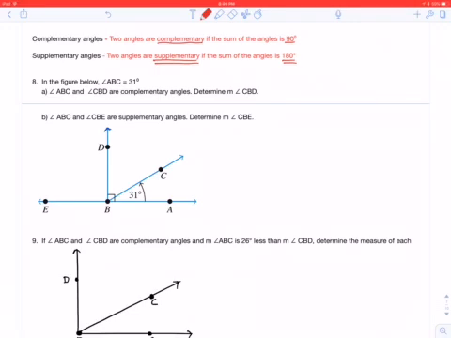So in the figure below, angle ABC measures 31 degrees. For A, angle ABC and angle CBD are complementary. You see that they form that right angle? So what we know about complementary angles is that the sum of the angles add up to 90 degrees. So if we know the measure of one angle, to find the measure of the other angle, all we have to do is subtract 90 minus the angle that we know, minus the 31 degrees. And we get 59 degrees.